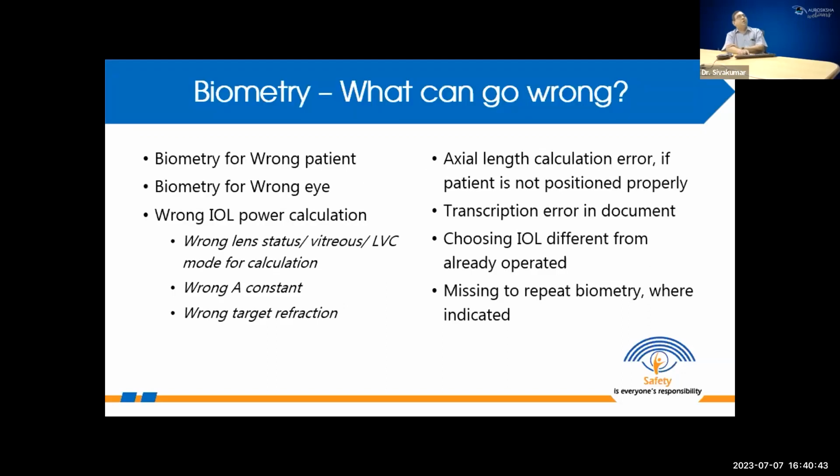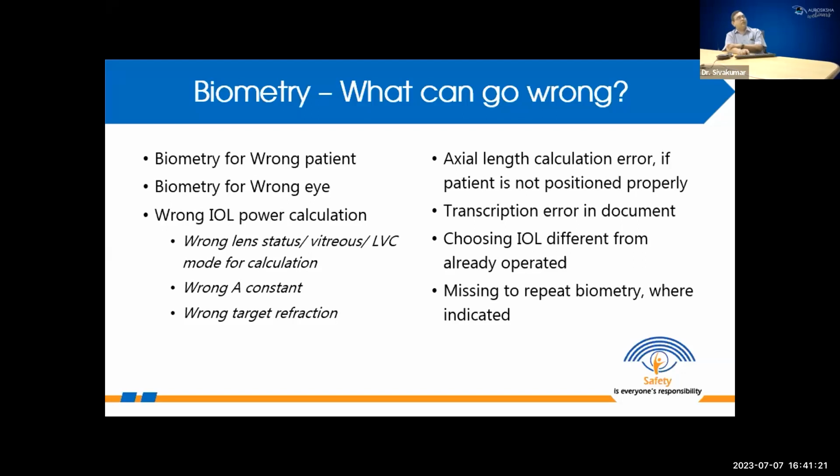So what can go wrong with biometry? It may so happen that the biometry may be done for a wrong patient. Instead of patient X, we may measure the eye of patient Y and take it as the IOL power of patient X and implant it. We may do the biometry for the wrong eye. It may be the right eye which has been advised, but by mistake, we measure the left eye, put these measurements as measurements of the right eye and implant that IOL. It goes wrong.